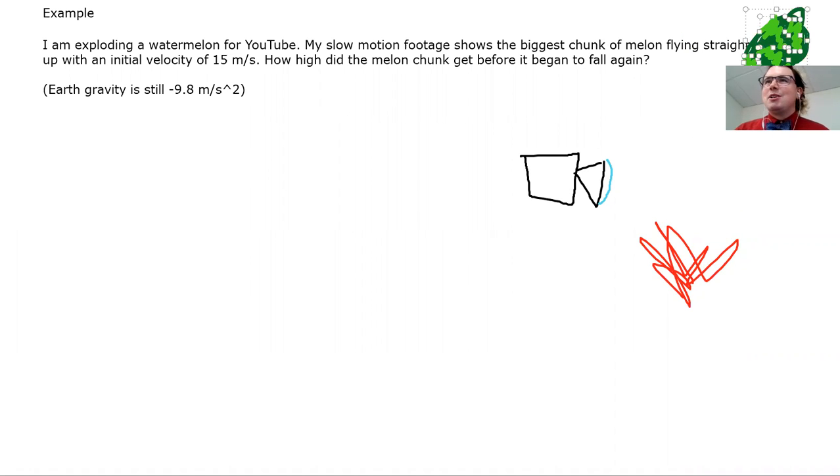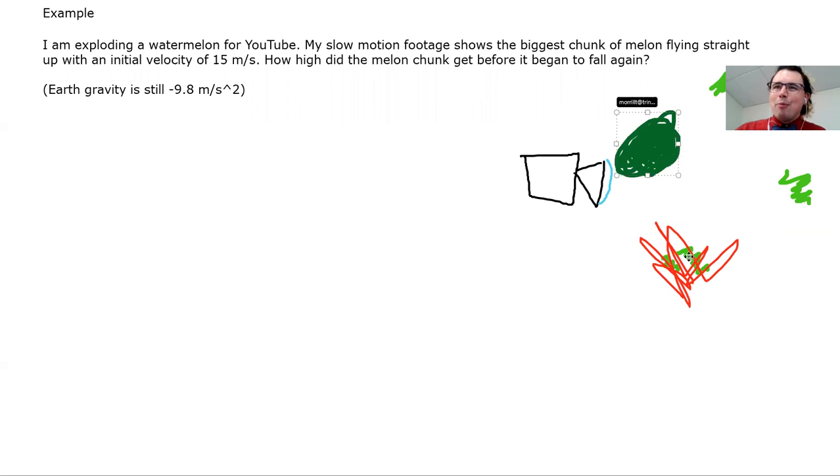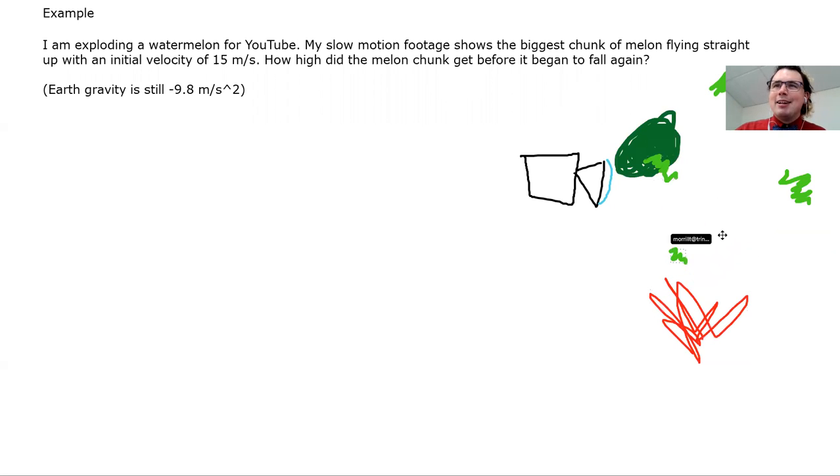So what happens? Let me be more specific. I would like to find out how high up, say, some chunk of this watermelon is going to go before it starts to fall back down to the earth. Now, I could figure that out if I had a function which told me at time t, how high up is the chunk of exploded watermelon. So here they go, hither and yon.